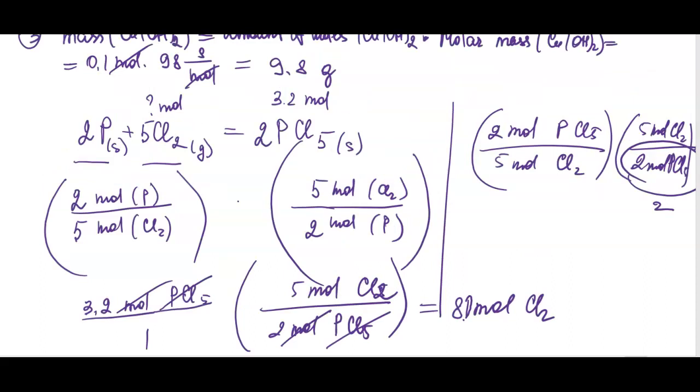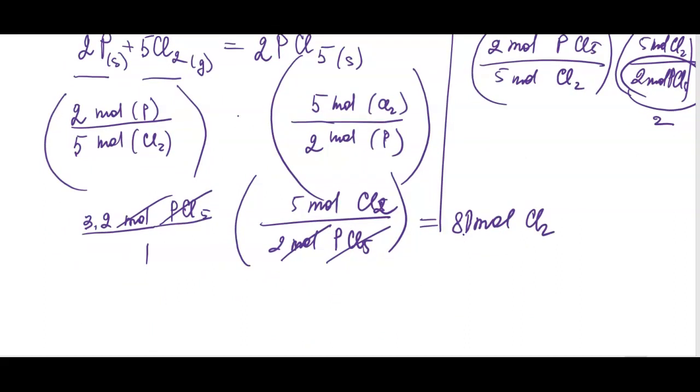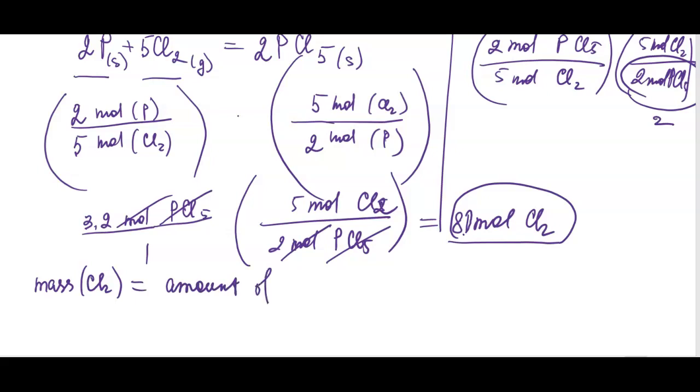Okay, and what if we were asked to find the mass of chlorine gas? What do we need to do? First of all, we did the correct thing. We found the amount of chlorine gas, right? So we found the amount of moles. Now we need to calculate mass. How many grams is 8 moles of chlorine, right? So the mass of chlorine will be the amount of moles for chlorine multiplied by its molar mass.